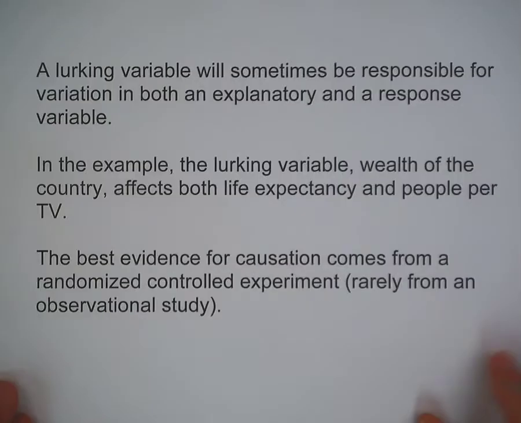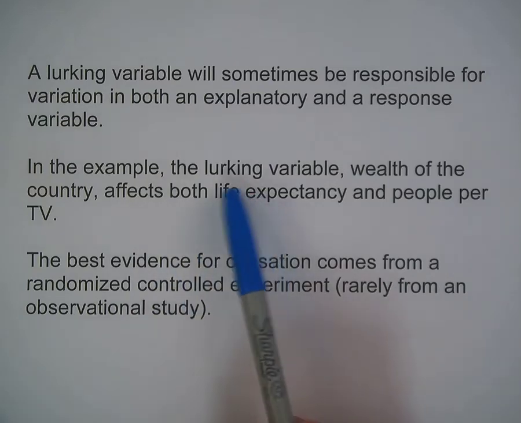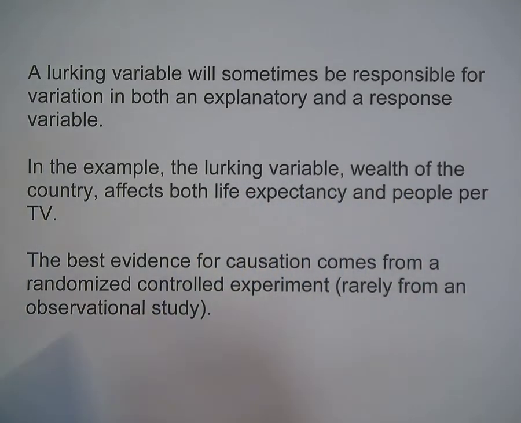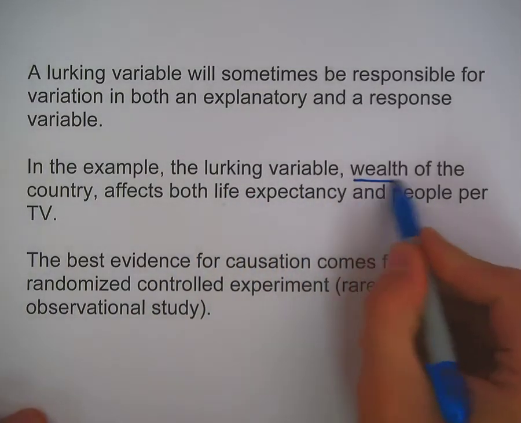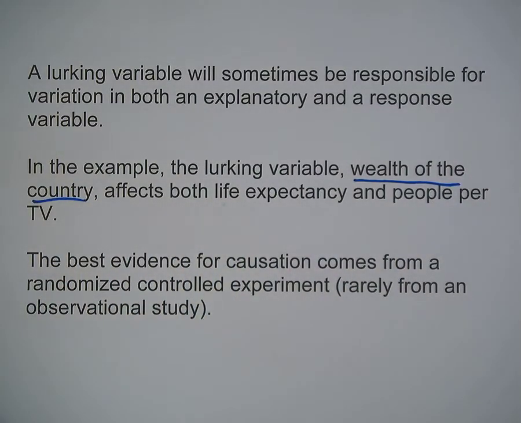So what was happening here is that we had a lurking variable. A lurking variable will sometimes be responsible for variation in both an explanatory and a response variable. In the example, the lurking variable is the wealth of a country. The wealth of the country affects both life expectancy and people per TV.